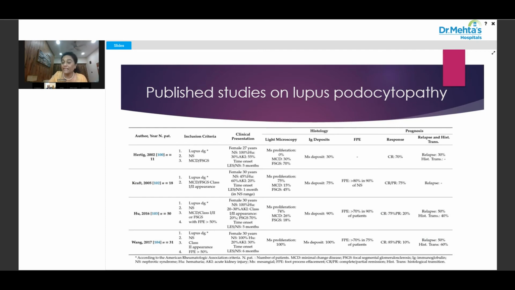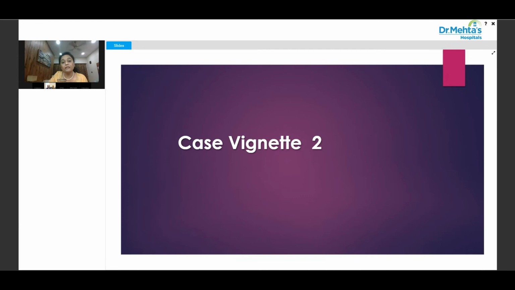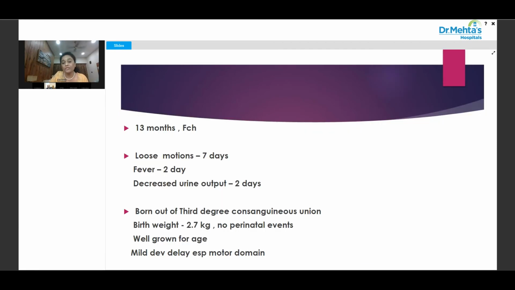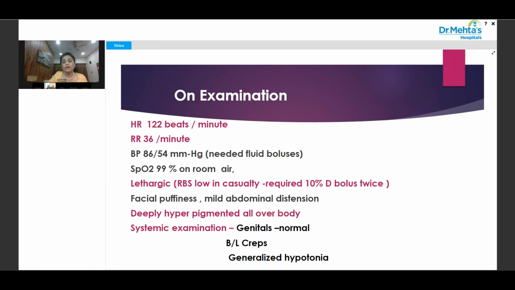Going on to the second case hurriedly. This was a 13-month-old female who presented with loose motions, fever, and decreased urine output. She was born of a third-degree consanguineous marriage, average weight at birth, no specific perinatal events, well grown, and there was developmental delay in the motor domain. On examination there was tachycardia and tachypnea. She was hypotensive at admission and lethargic, and had required 2 10% dextrose boluses.